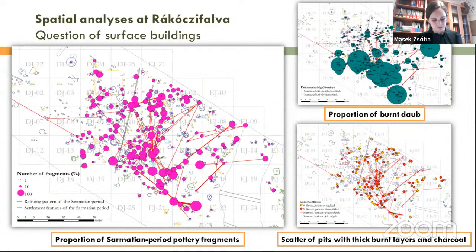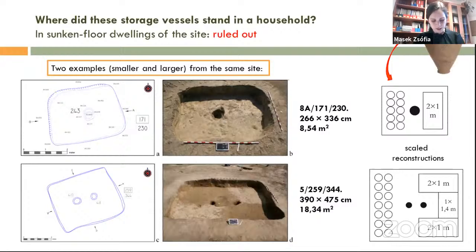Therefore, I have previously encountered the theory that in the middle of the settlement, in the empty places, there may have been surface buildings, which left no archaeological traces at all. The questions about the place of the household pottery have never been discussed in detail in this research area.